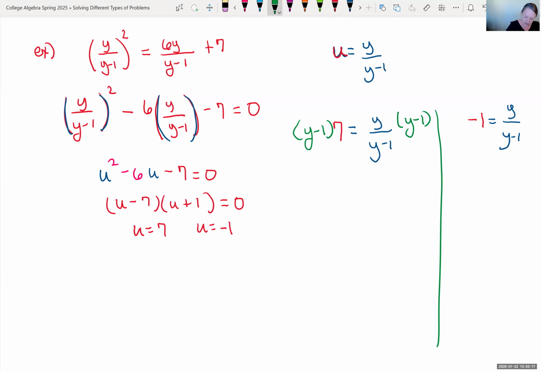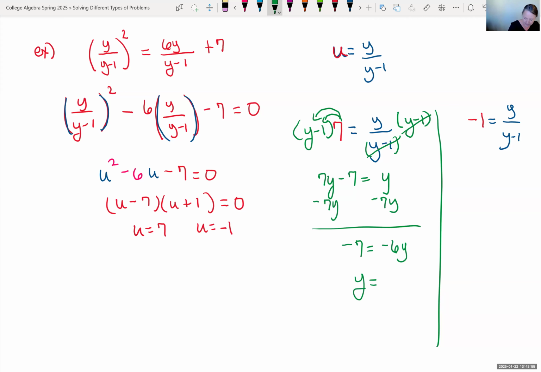Let's just deal with the one equation first. Nothing cancels on the left-hand side, but we can distribute the 7. So 7 times y is 7y, minus 7 times 1 is 7. This is equal to, well, the whole point of multiplying by y minus 1 was so the denominator on the right-hand side would go away, and we're left with just y. So I have a linear equation. I want y's to one side, so let's subtract 7y on both sides. We get negative 7 is equal to y minus 7y, which is negative 6y. Divide through by negative 6. Negative divided by negative is positive, so we get 7/6.